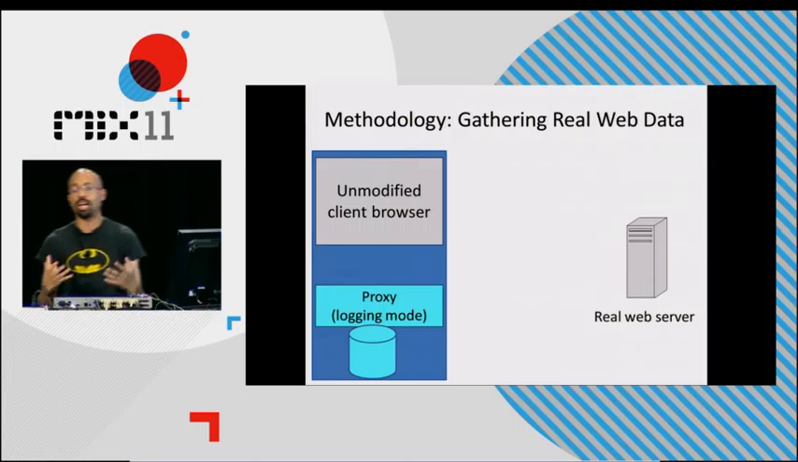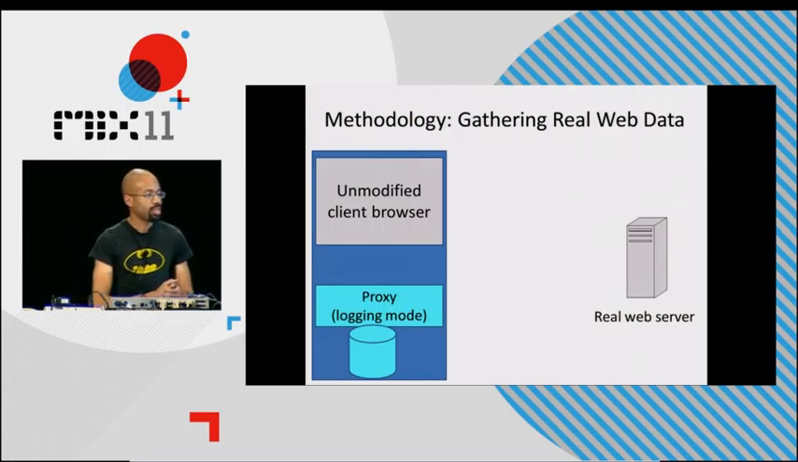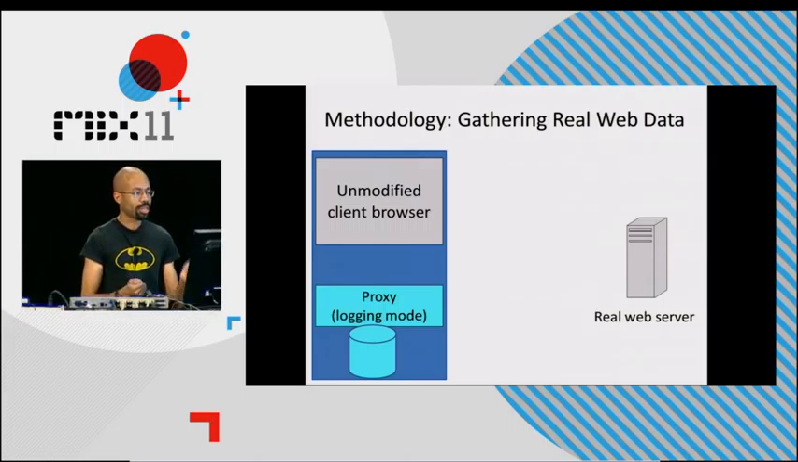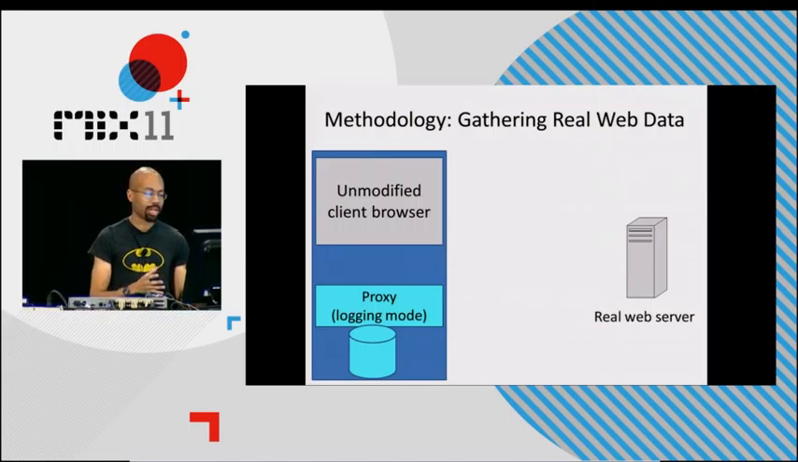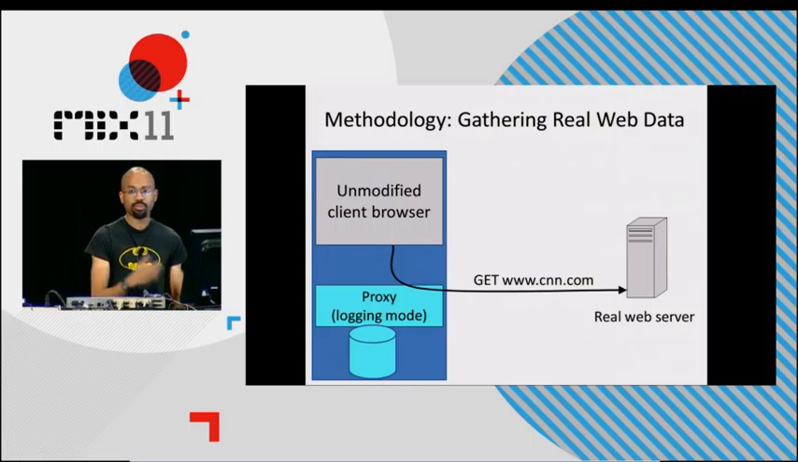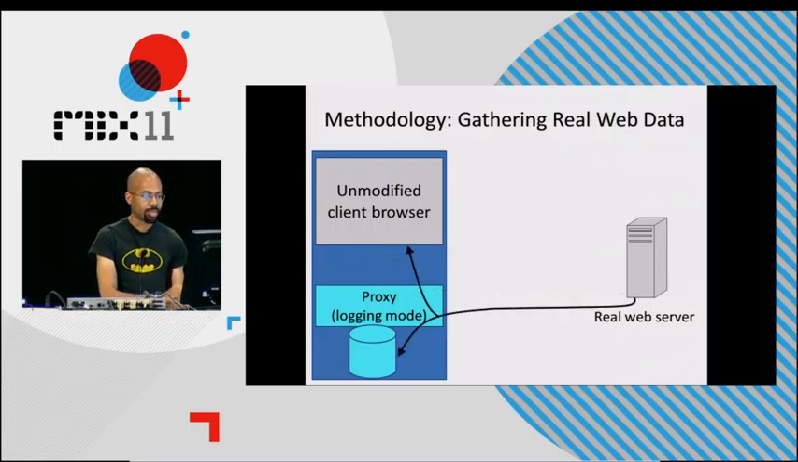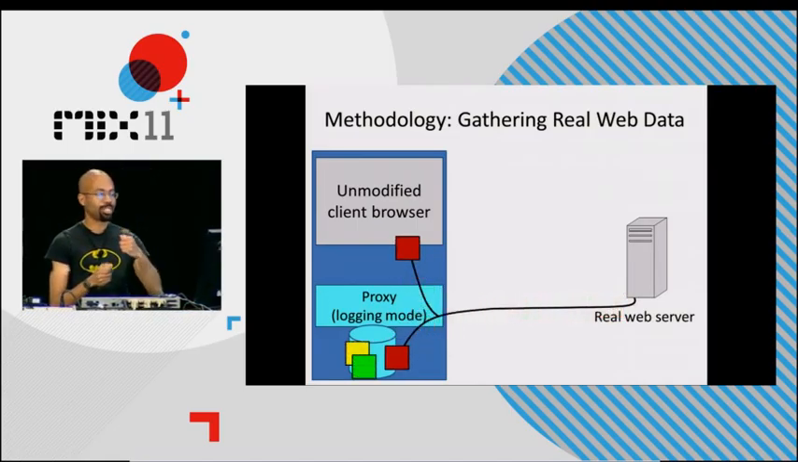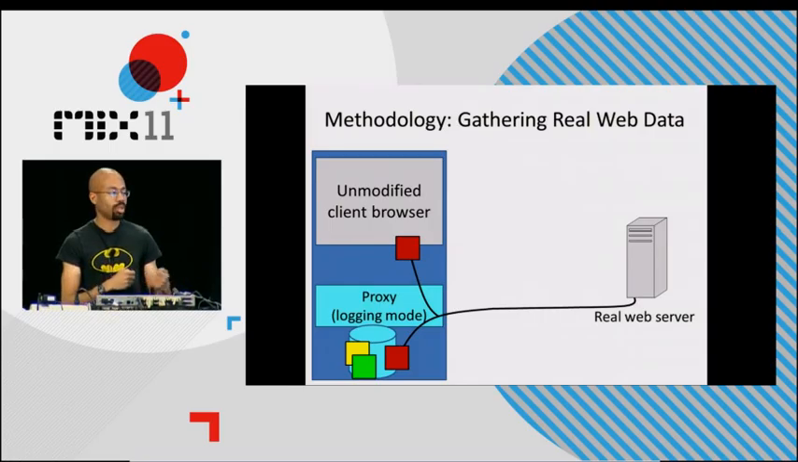So here's the methodology that we use to evaluate this system. To gather real web data, first of all, we took an unmodified client browser, but then we put it atop a special logging proxy, so that whenever the client issued a request for, let's say, CNN.com, when that content came back, that content actually went to the browser, but also we saved a copy of it in the local proxy's database.